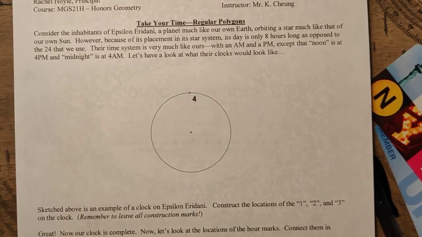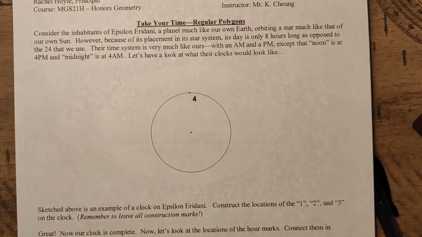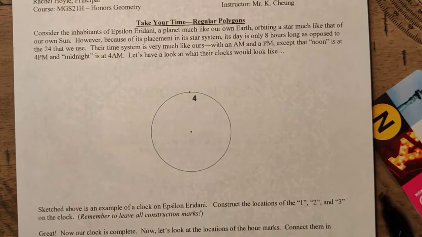So for instance, let's say that instead of 12 hours on a single clock face, we have 4 hours on a clock face here, right? We have a planet whose day is 8 hours long as opposed to the 24 we use. But their noon is at 4 p.m. and midnight's at 4 a.m. So let's see what's going on here.